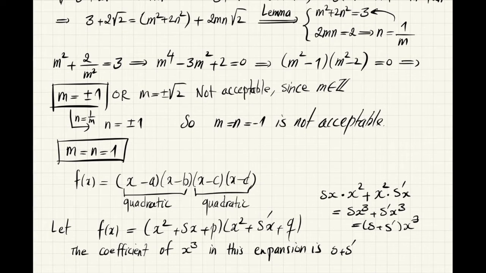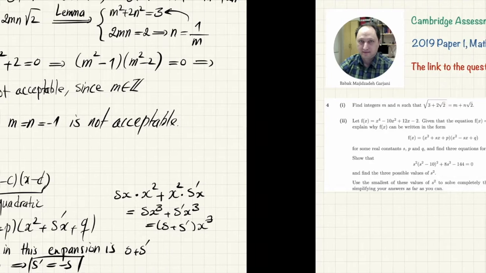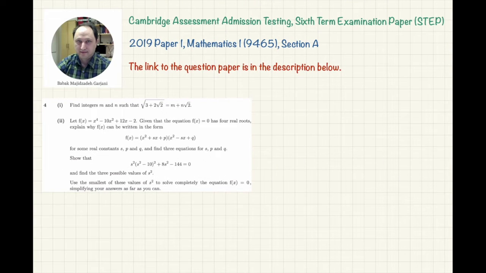So then it means that s plus s prime is 0. So it means that s prime is negative s. So this s prime is just negative s. Then I will get exactly the form that I have been given. So what I learned is that I can write f of x in that particular form.